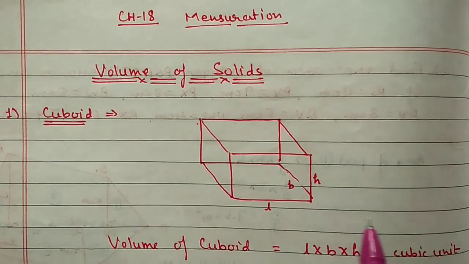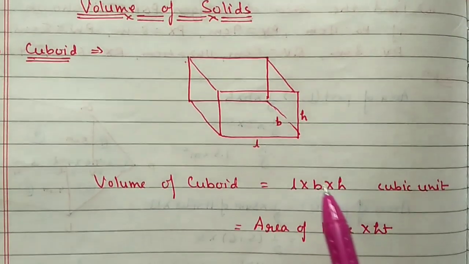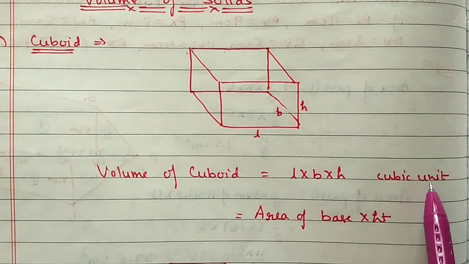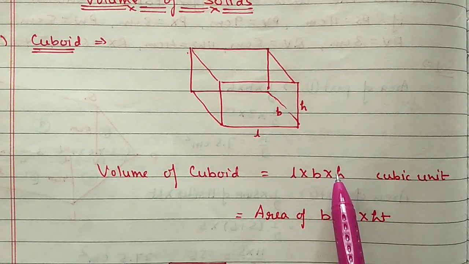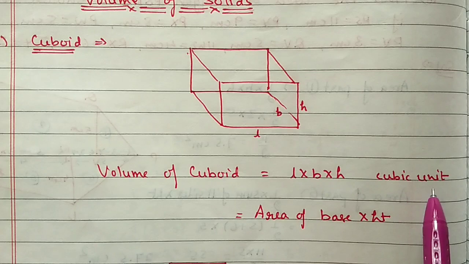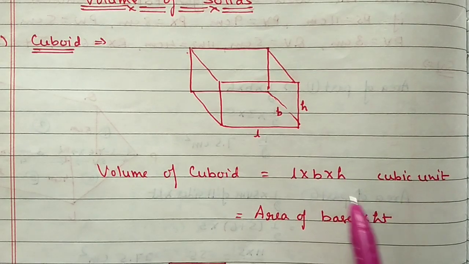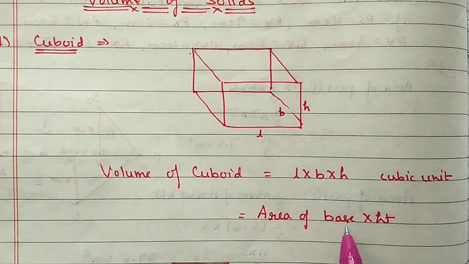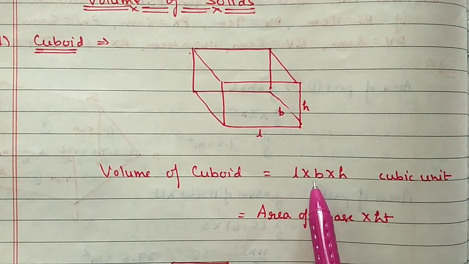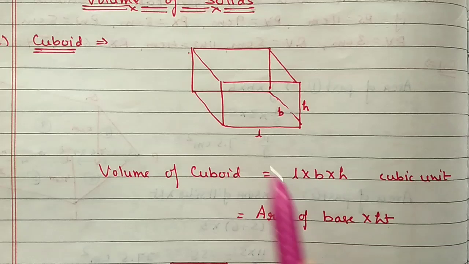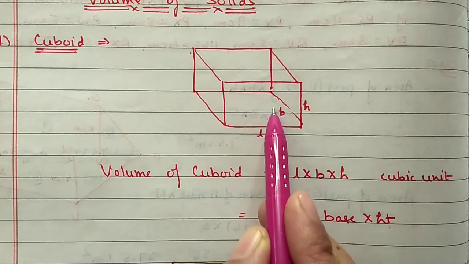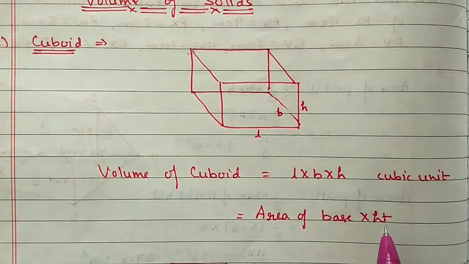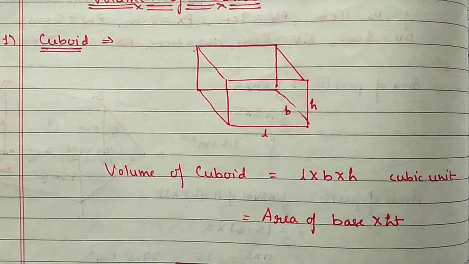So to find out the volume of a cuboid we have formula length into breadth into height, cubic unit, because length, breadth and height 3 we are multiplying, so 3 unit cubic unit will be there. Or we can say volume of cuboid is area of base into height, because length into breadth means area of base. This is the base, length into breadth base, and if you multiply base with height then also you will get volume.